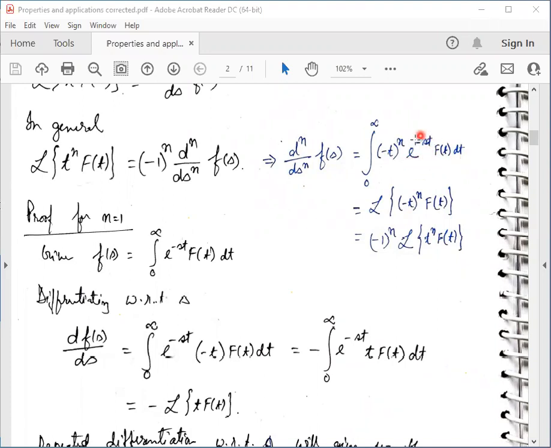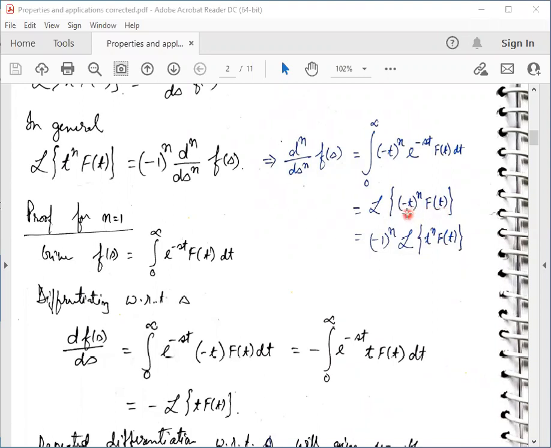Because this is the only term which depends upon s, and when I differentiate it once, I get a factor of minus t. If I differentiate it twice, I get a factor of (minus t) whole square. If I differentiate it thrice, I get this coefficient (minus t) whole to the power cube. Okay, and so on. So if I differentiate this n times, I get this factor (minus t) whole to the power n. Okay, so this is nothing but the Laplace transform of (minus t) to the power n f(t).